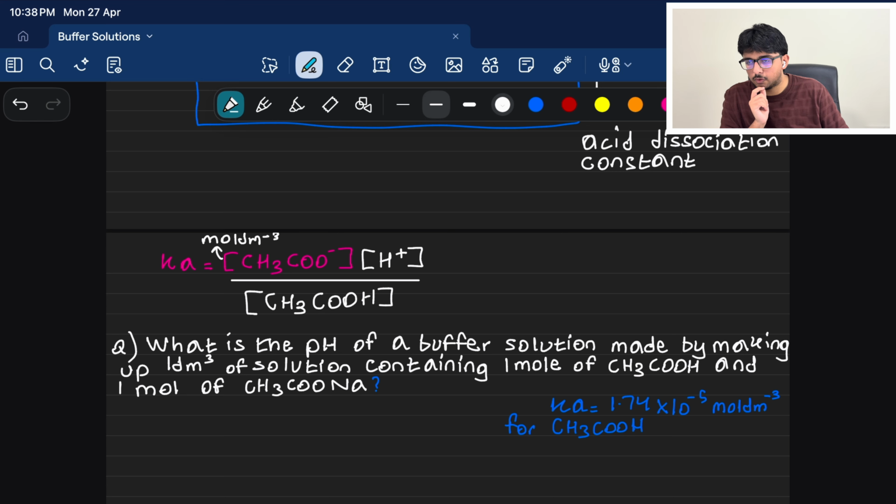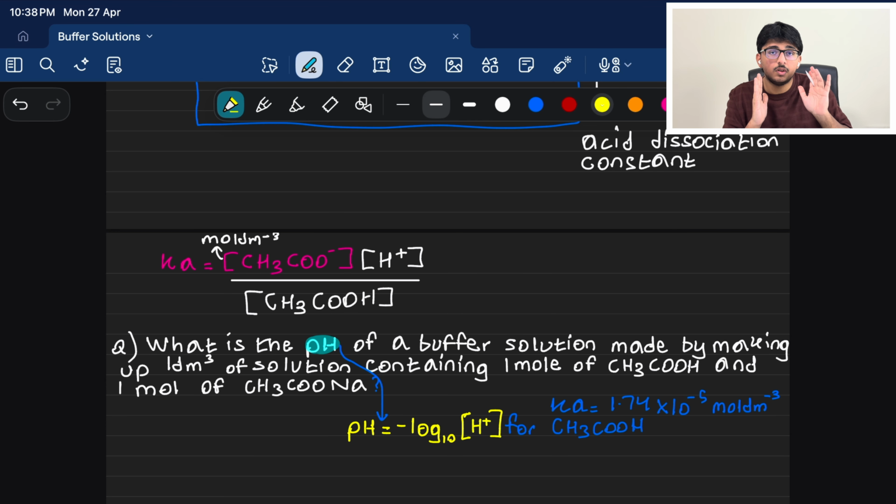Okay, I've assumed you've solved it now. So how are we going to solve this? Look at what the question is asking for. The question is asking you for the pH. And how do we calculate the pH? Using a simple formula. And that is pH is equal to minus log base 10 concentration of H plus ions.